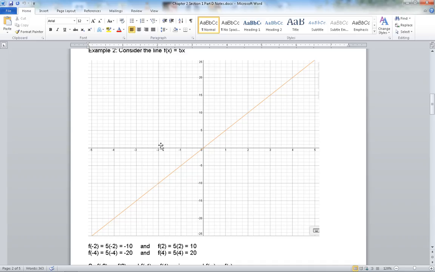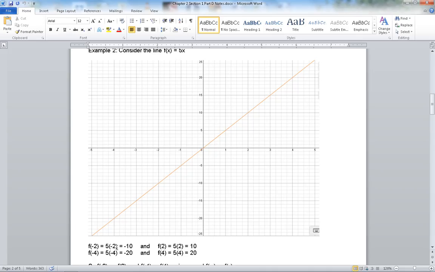Let's start at negative 2. If we take 5 times negative 2, we get negative 10. What if we get f evaluated at positive 2? Now we're evaluating at 2, so 5 times 2 would be positive 10. So what we see is that f of negative 2 is negative 10, and f of positive 2 is 10. So f of negative 2 equals negative f of 2, because negative 10 equals the negative of 10, right?